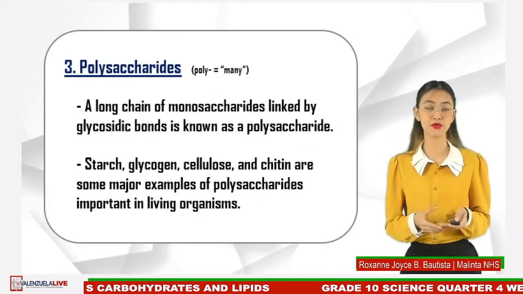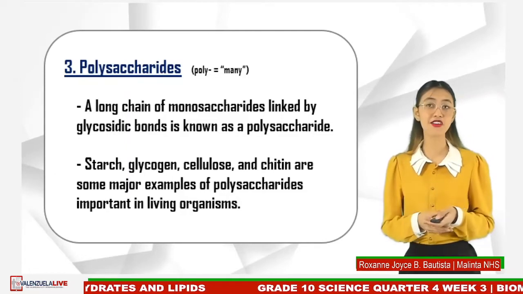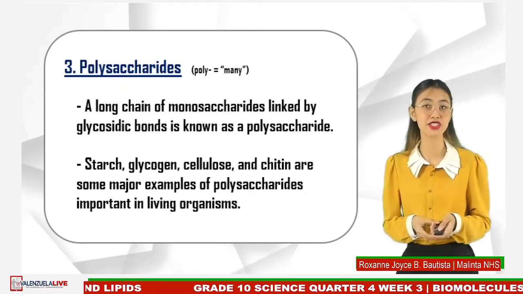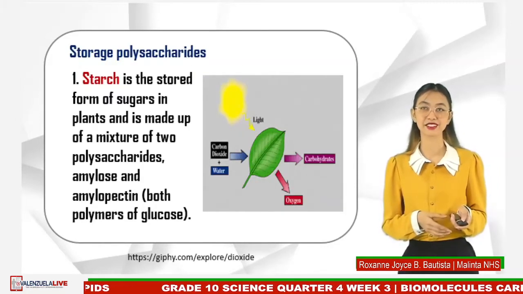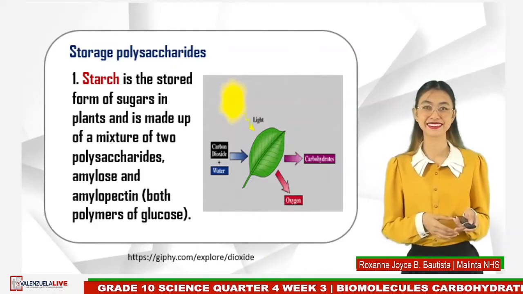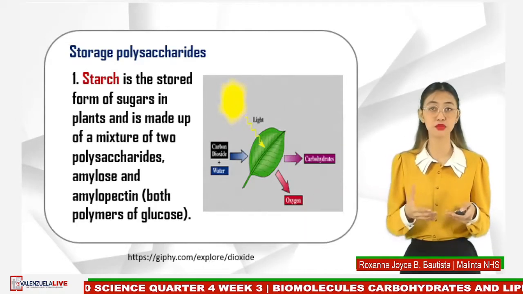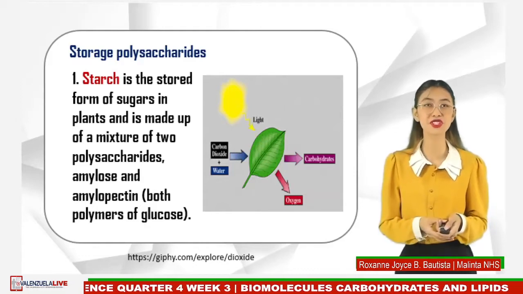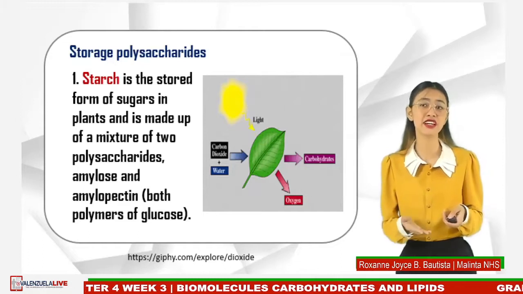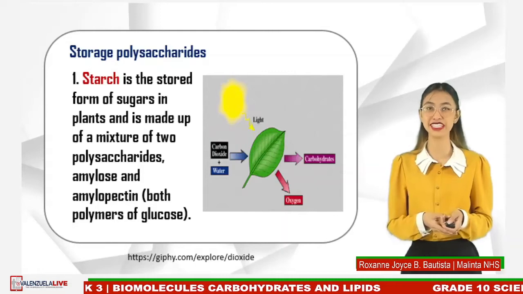And the last type of carbohydrates is known as polysaccharides. A polysaccharide is a long chain of monosaccharides linked by glycosidic bonds. Poly means many. The chain may be branched or unbranched and may contain different types of monosaccharides. Starch, glycogen, cellulose, and chitin are some of the major examples of polysaccharides important in living organisms.